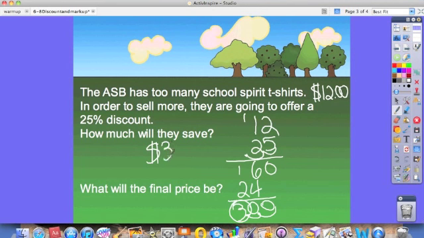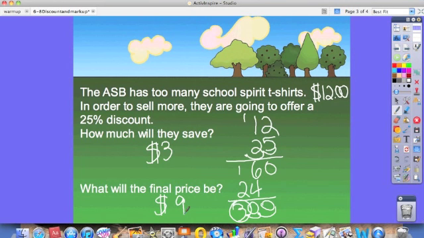Then it says, what will the final sale price be? Well, if it's a discount, it was originally $12. I'm going to save $3. I will buy the shirt for $9. This is how we find discount.